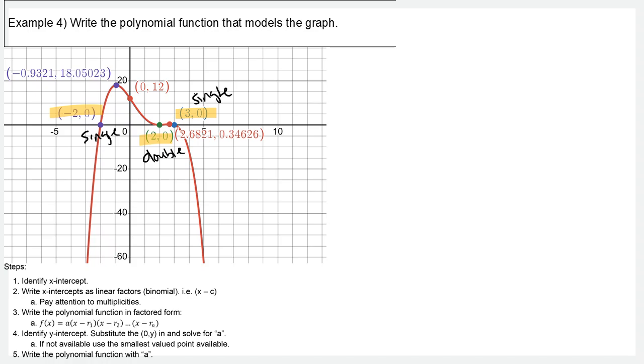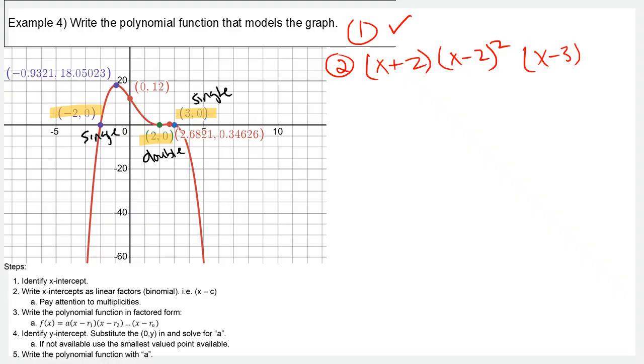What that's going to help us do is when we write our binomial factors, we know to put a power or not a power on them, okay? So let's get this show on the road. Step 1 was to identify your x-intercepts, check. Step 2 is to write your x-intercepts as linear factors, so in binomial terms. So we had x equals negative 2, so this has to be x plus 2. We had x equals 2, so this has to be x minus 2, and it's a double, so it's going to be squared. And then we have 3, 0, so this has to be x minus 3.